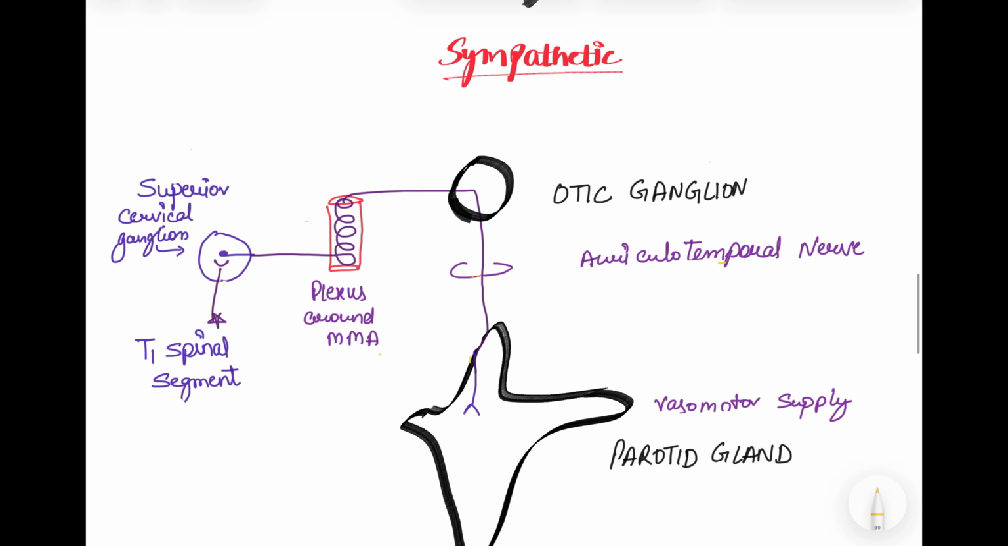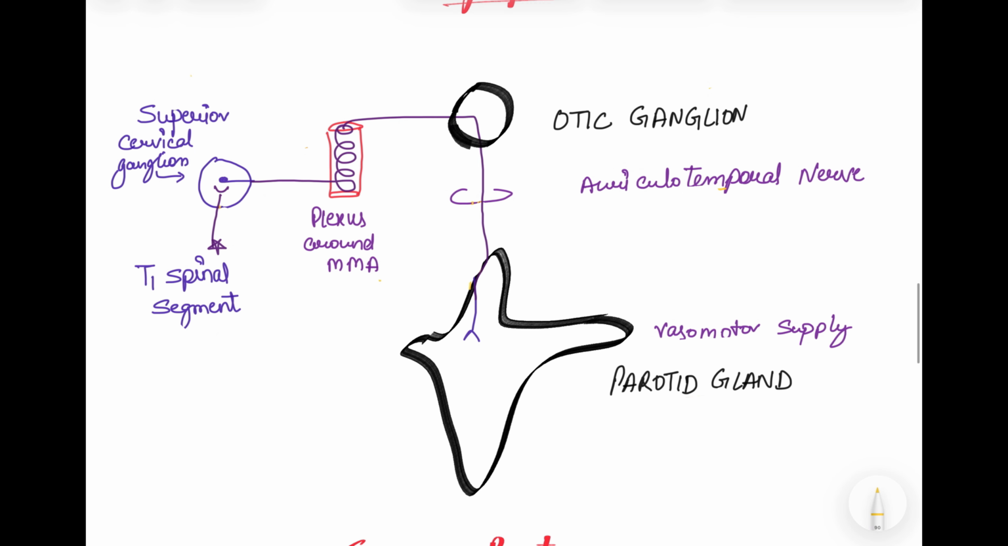root, that is your sympathetic root. For the sympathetic root, the fibers are originating from the lateral horn of your T1 segment. The fibers are originating from this segment, and it will go upwards, that is, ascending upwards, relaying in the ganglia, that is your superior cervical ganglia. So this is the ganglia where the relay has occurred.